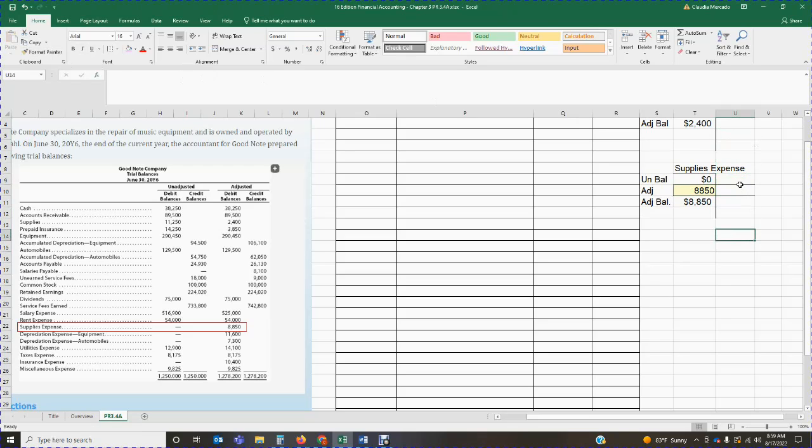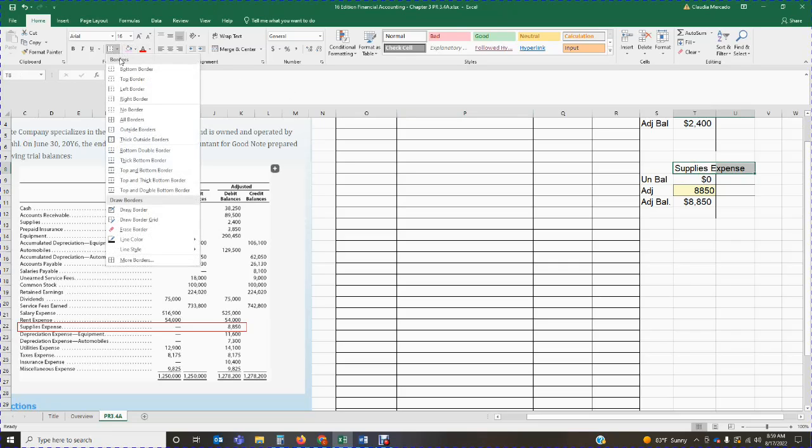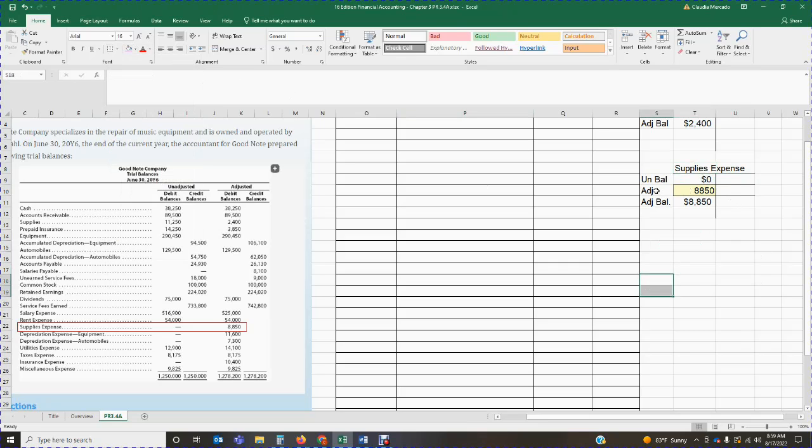So in this particular case, we started off with supplies expense at $0. If we look here, $0 unadjusted balance, and then we had our adjusted balance of $88.50. So what does that mean? If I went from 0 to $88.50, that means that I must have posted an adjustment of a debit for $88.50. 0 plus $88.50 gives me my ending balance of $88.50.